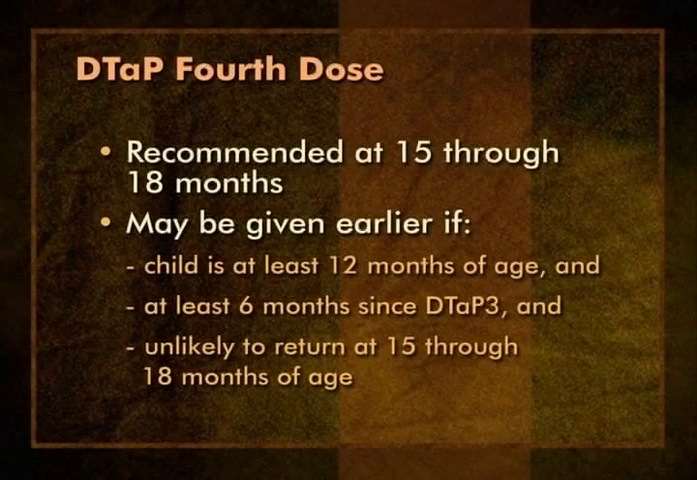We receive many questions about the appropriate age for the fourth dose of DTaP. ACIP recommends that the fourth dose of DTaP be administered at 15 through 18 months of age, but the ACIP states that the fourth dose may be given earlier than 15 months in certain circumstances. Specifically, the fourth dose of any DTaP vaccine may be given earlier than 15 months of age if the child is at least 12 months of age and it has been at least 6 months since the third dose of pertussis vaccine, and in your opinion, the child is unlikely to return for an additional visit at 15 to 18 months of age.